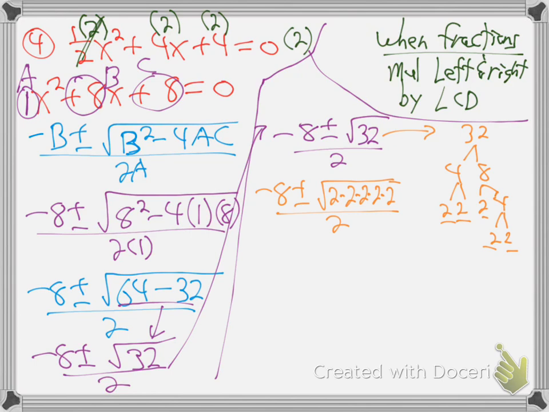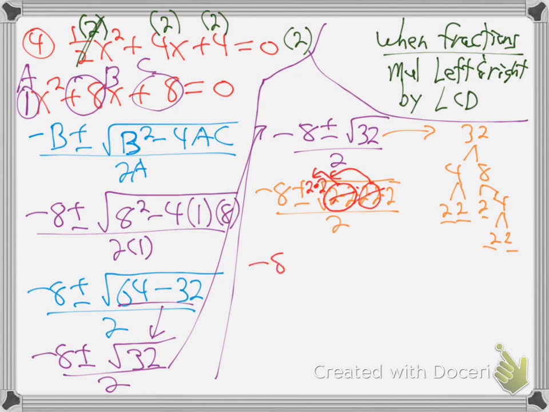Now, what happens? 2 2's in, sends a 2 out. 2 2's in, sends another 2 out. They multiply when they come out, right in front of the root. Doesn't go past the root, just goes right to the front of the root. So they're gone, they're gone.